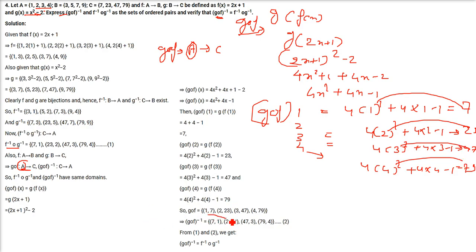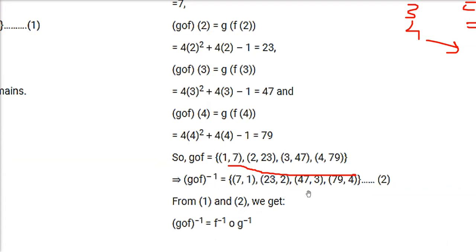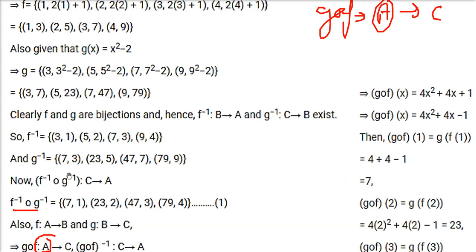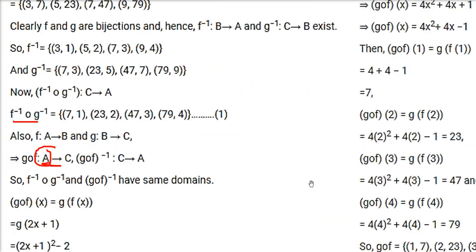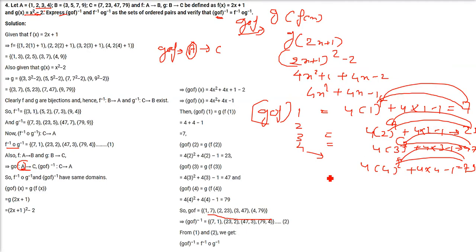So gof inverse now. Just change the ordered pairs. So it will be 7, 1, 23, 2, 47, 3 and 79, 4. Now see gof inverse and equate it with f inverse operation g inverse. We already did that. This ordered pair and this ordered pair, if you see, they are exactly the same. You can just mark them as 1 and 2. They are exactly the same. That means we have verified it.